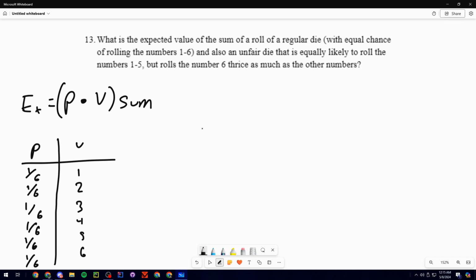Now what I'm going to do is talk about the other one, the unfair die. So what does that mean? Okay, you're rolling the number 6 thrice as much. So what you have is also a chart with P and then V. You have the same values. I'm just going to move down a bit.